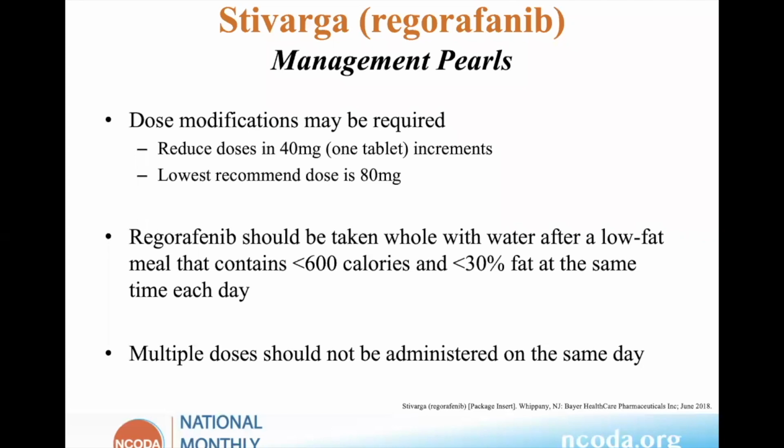Some of the other important pearls, making sure that patients are taking regorafenib with water and a low-fat containing meal at about the same time each day. If patients do forget to take their medication, they can take it as soon as they remember, unless it's within 12 hours until their next dose.